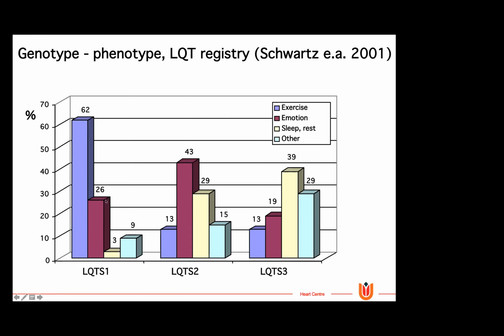In red, it is an emotional event. In yellow is sleep or rest. And some other triggers are in this light blue color. The first two, exercise and emotion, are both triggered by adrenaline, that is an adrenergic cause. And if you add these two up, then in almost 90% in LQT1, the trigger for an event is an adrenergic event. So it's either exercise or emotion.